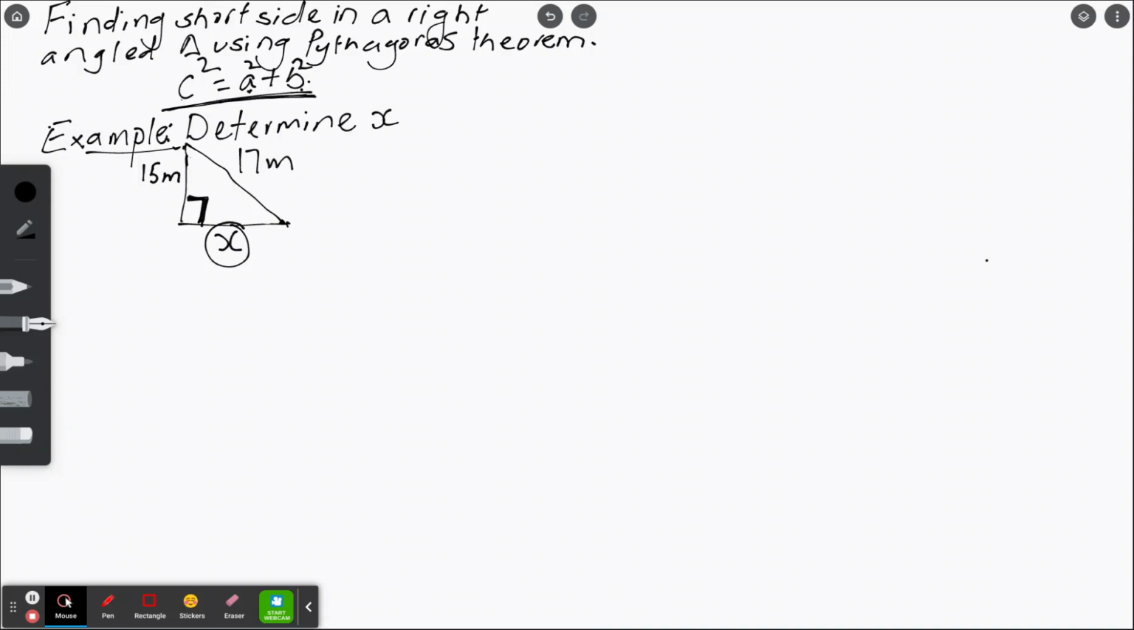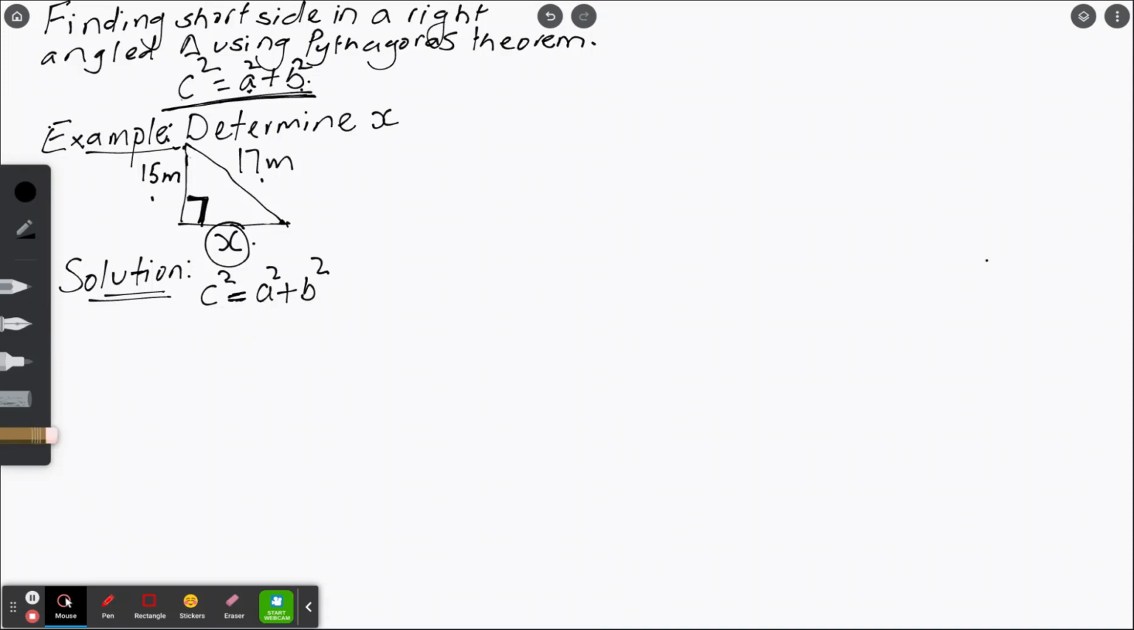Now, the first thing, always write down your rule. There are two ways to do this. I'll teach you the first way, and after I'm done with that, I'll teach you an alternative way of doing it. So this is what my Pythagoras theorem is. Write it down. And then all you need to do is substitute 17, 15, and x into this formula here.